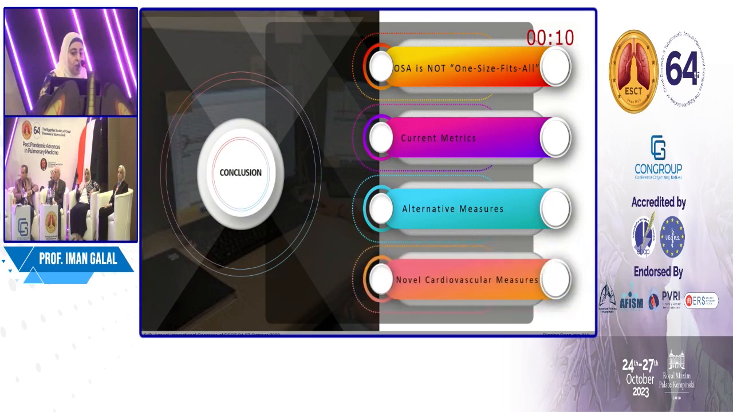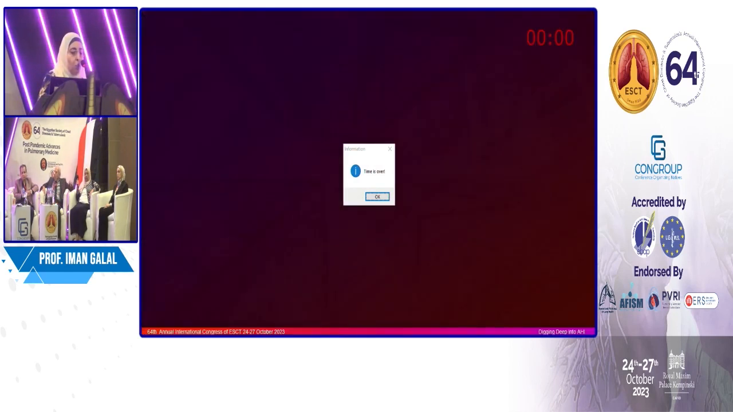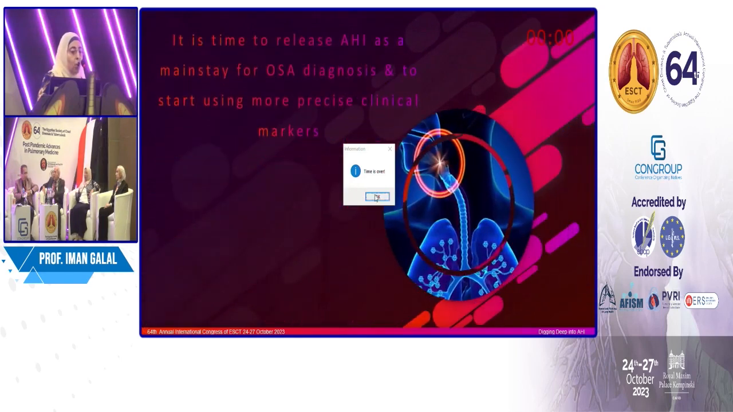as the apnea-hypopnea index. And the novel cardiovascular markers, such as the pulse rate response, the non-dipping, and the lung to finger circulation time, are important because they can be correlated directly to the outcome of the patients, especially for cardiovascular events, more than measures such as the hypoxic burden and definitely the apnea-hypopnea index. And finally, my take-home message is it's time to release the apnea-hypopnea index as a mainstay for obstructive sleep apnea diagnosis and to start using more precise clinical markers.